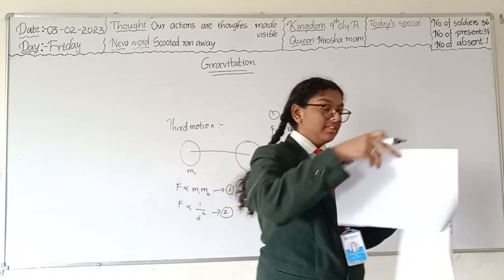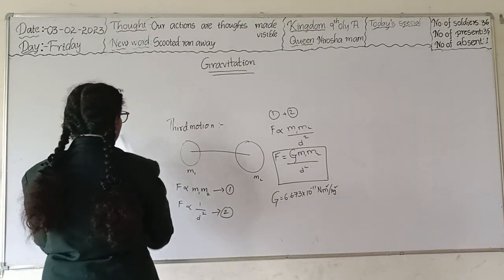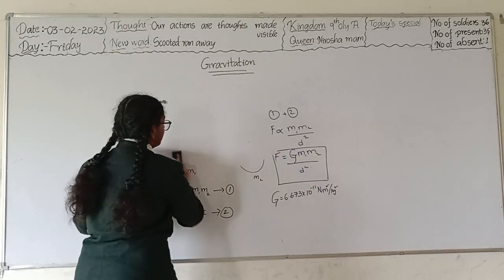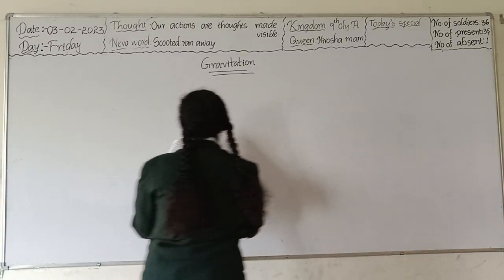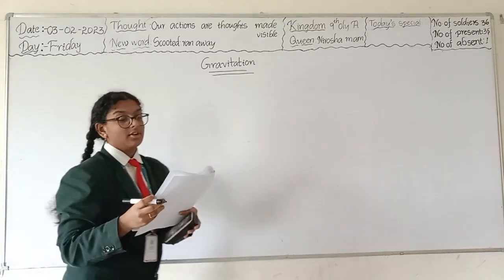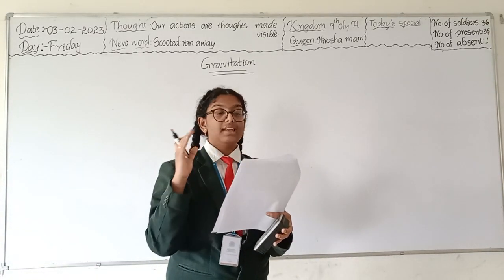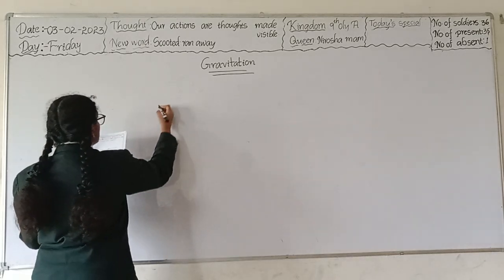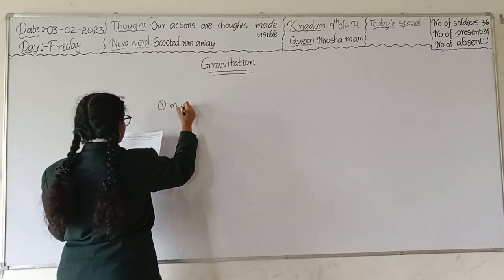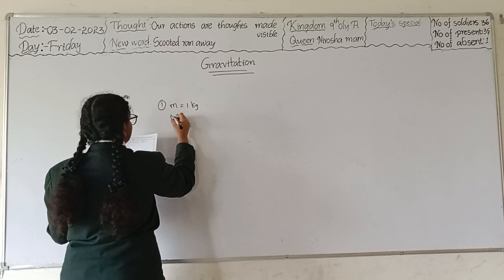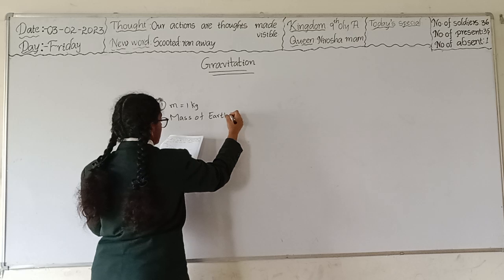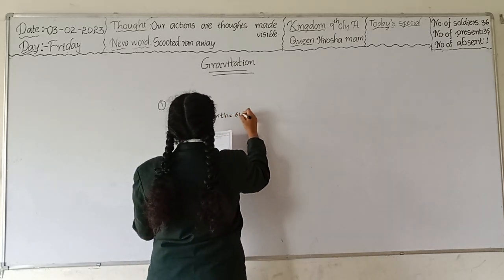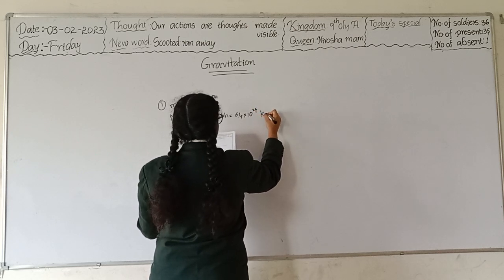After that, let me give a small example to find gravitational force. What is the magnitude of gravitational force between the earth and a 1 kg object on the surface? What is small m? 1 kg. And what is capital M? That is the mass of the earth. What is the mass of the earth? 6 into 10 to the power of 24 kg.